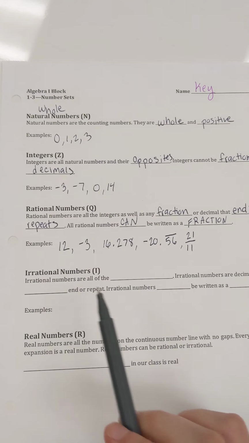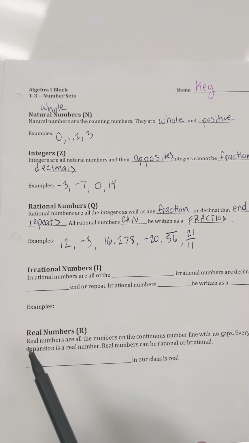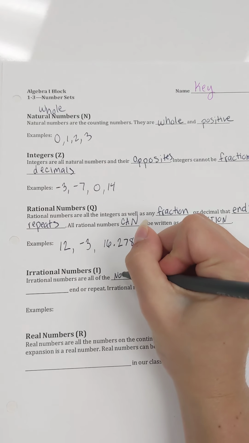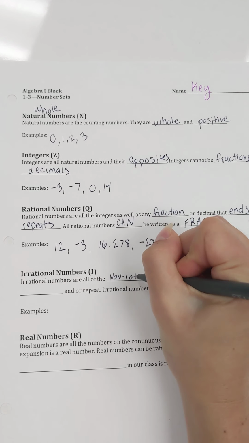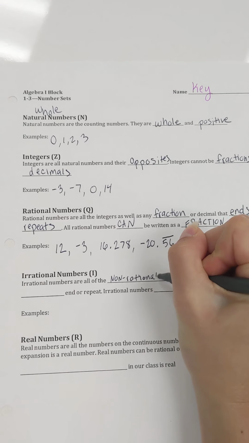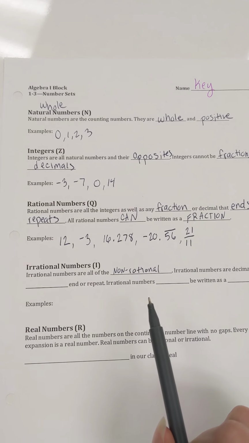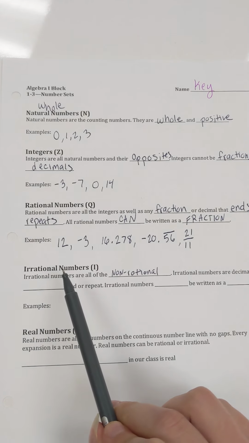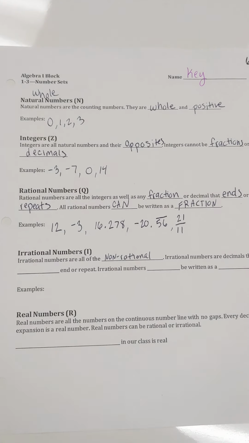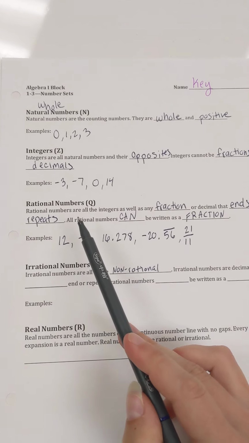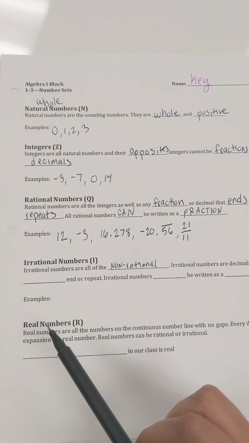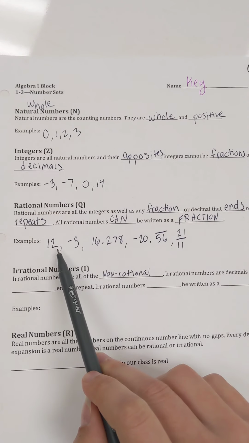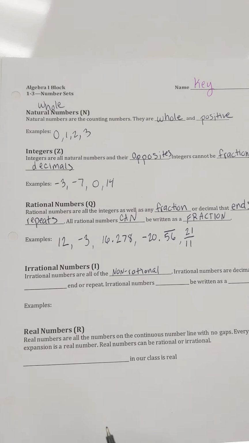The next set are our irrational numbers. Irrational numbers are all of the non-rational. That means every number is either rational or irrational. It can fit into one of those two categories. If it's rational, it cannot be irrational. If it is irrational, it cannot be rational. So because 12 is rational, it is not irrational.